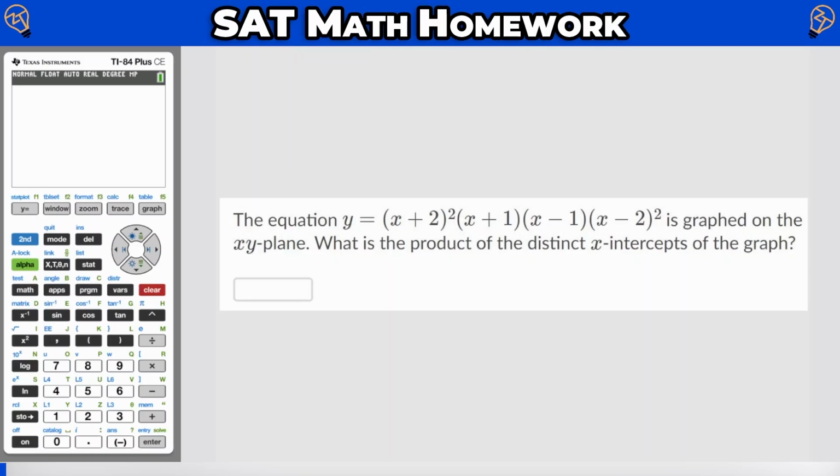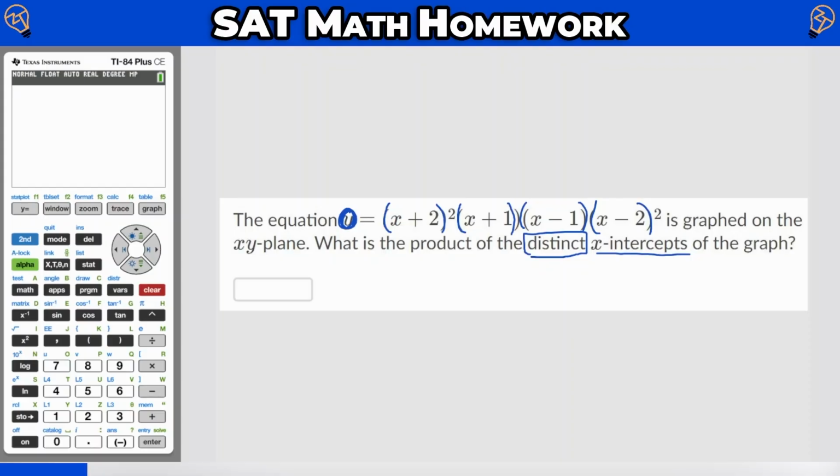So here they mention the distinct, and that word just means different, x-intercepts. So the way you find x-intercepts is you make y 0. And then we have something called the zero product property, which says that to multiply 2 or 3 or however many quantities and get 0, at least one of them must be 0.